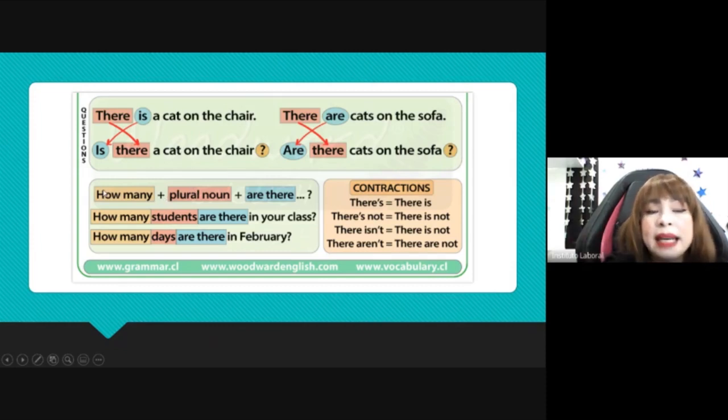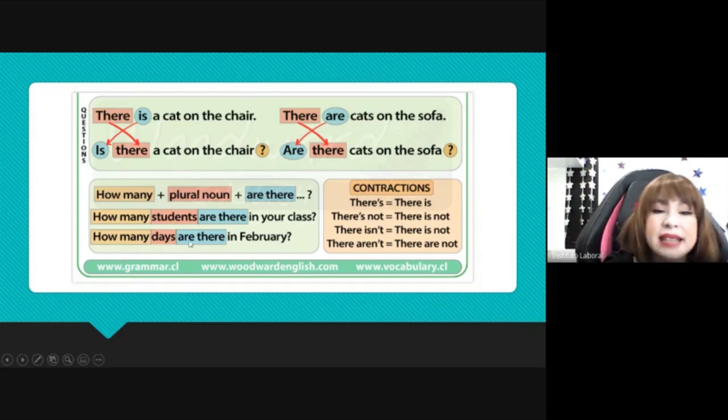We can combine there is with some other question words. How many? How many is used for plural nouns. How many are there? How many pens? How many students? How many days? How many apples are there? Are there indicates that something exists or doesn't exist. How many students are there in your class?